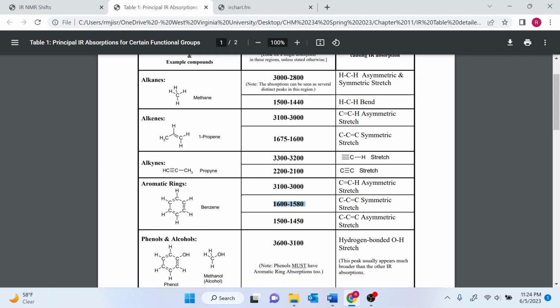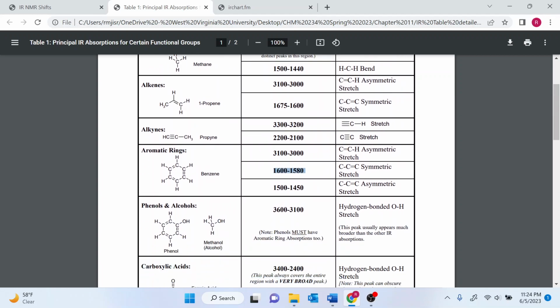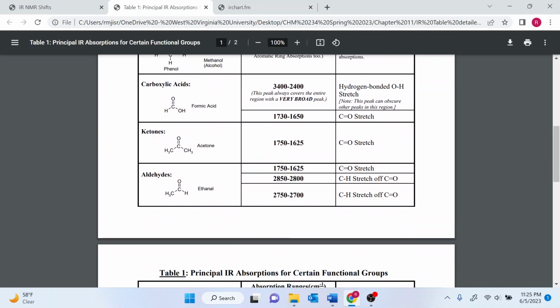And then the sp2 CH stretches are going to occur at a higher wave number, as we agreed, in this region in there. With respect to the aldehyde, if you have an aldehyde in there, then you're going to see the carbonyl of the aldehyde, which is between 1750 and 1625, and then the two CH stretches that we've talked about. You're going to see those as well.